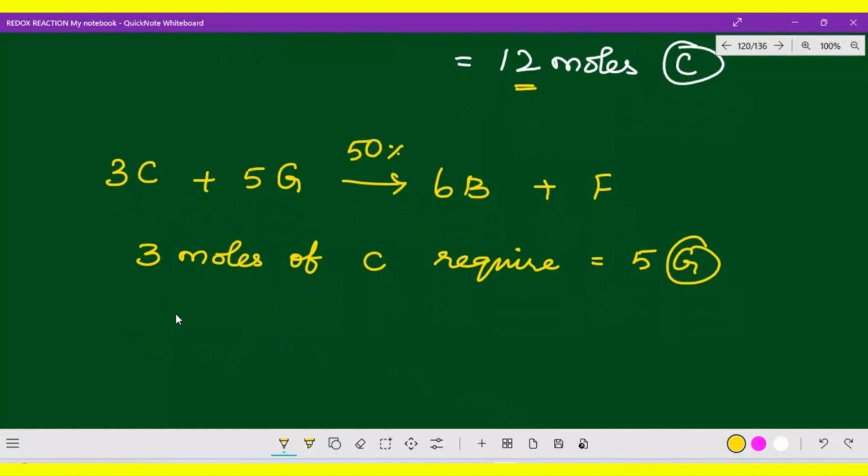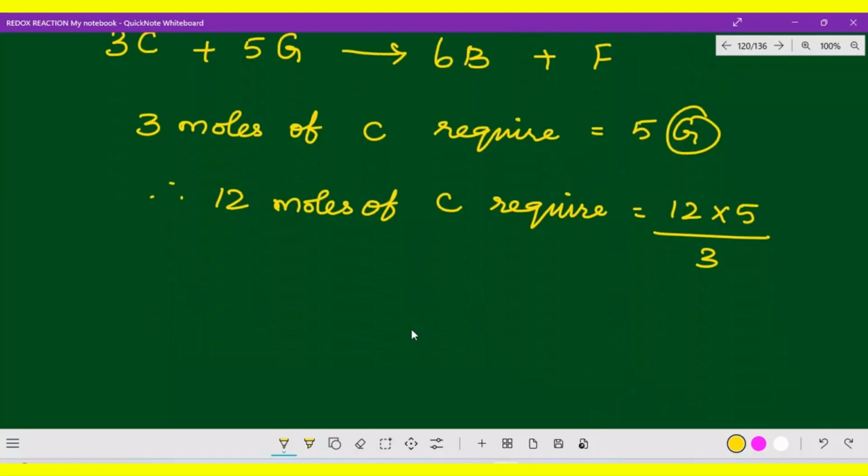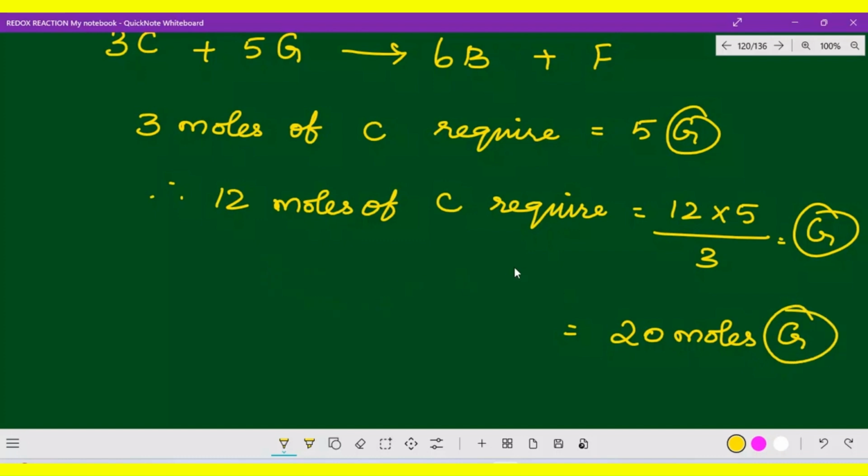Therefore 12 moles of C, the actual yield, require 12 into 5 divided by 3. So how much G is required for 12 moles of C? That is G, right? So how much answer will you be getting? 20 moles of G. 12 moles of C require 20 moles of G.